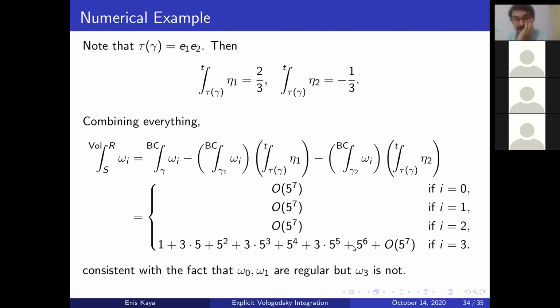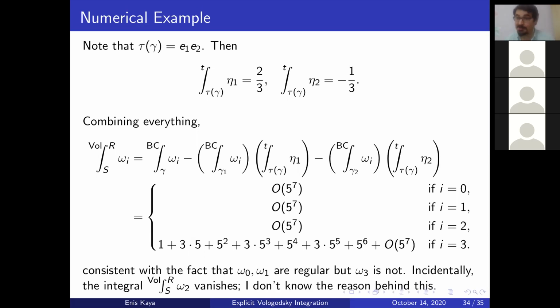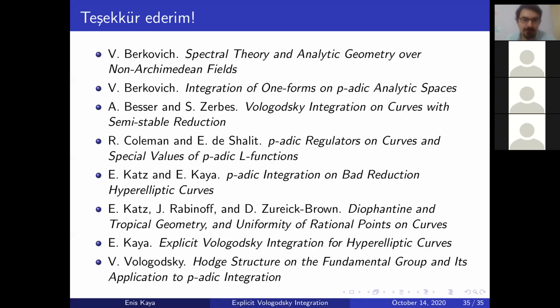Another thing I want to say here is that, as you see, the integral of omega 2 is also 0. First of all, this is not a contradiction, but it is unusual, and I believe that there must be a geometric reason behind this. But to be honest, I don't know why this is happening. So there must be a theoretical reason for this. So if you know, please let me know. Yeah, that's all I want to say.